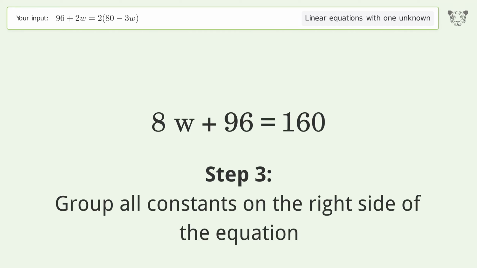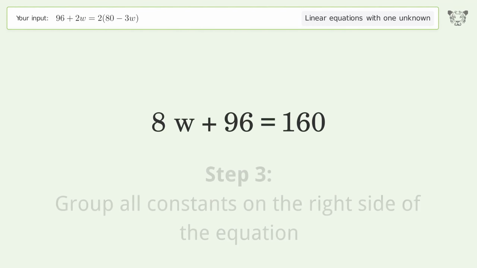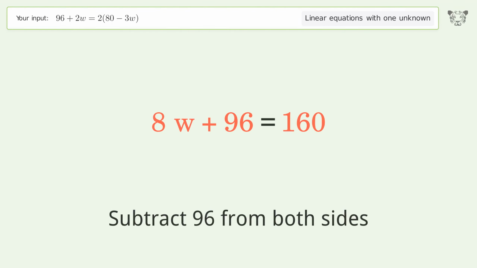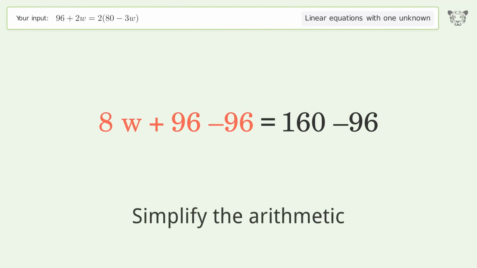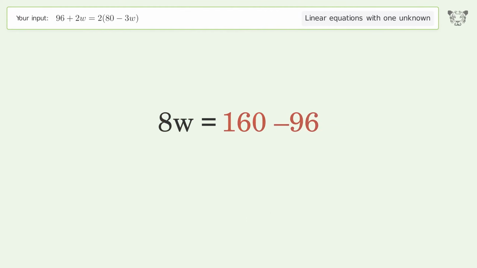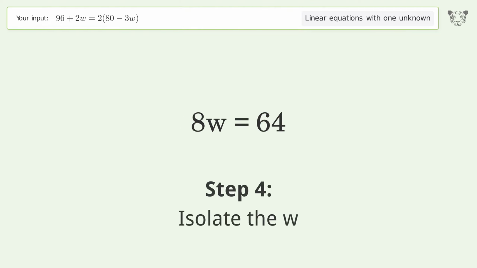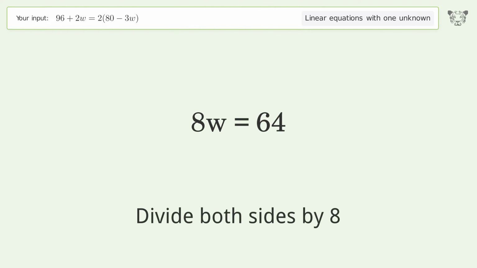Group all constants on the right side of the equation. Subtract 96 from both sides. Simplify the arithmetic. Isolate the w. Divide both sides by 8.